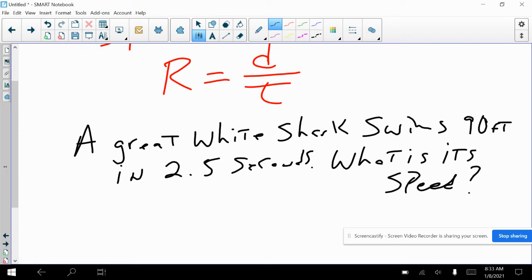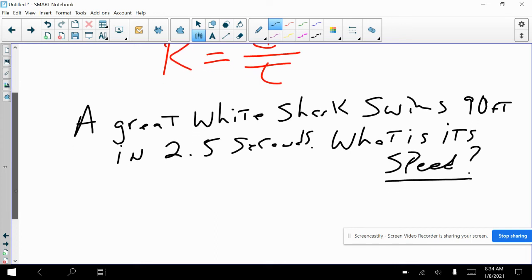All right. A great white shark swims 90 feet in 2.5 seconds. What is its speed? So once again, they don't like to use the word rate. They like to substitute in the word speed. So obviously you got to know that. Now this is actually easier in the sense of setting it up than the distance formula.